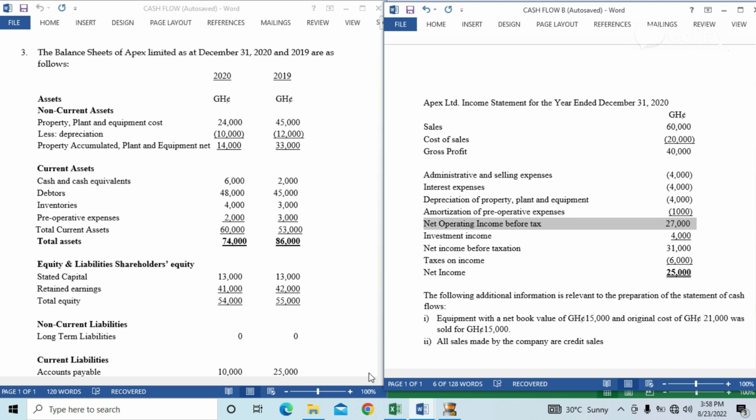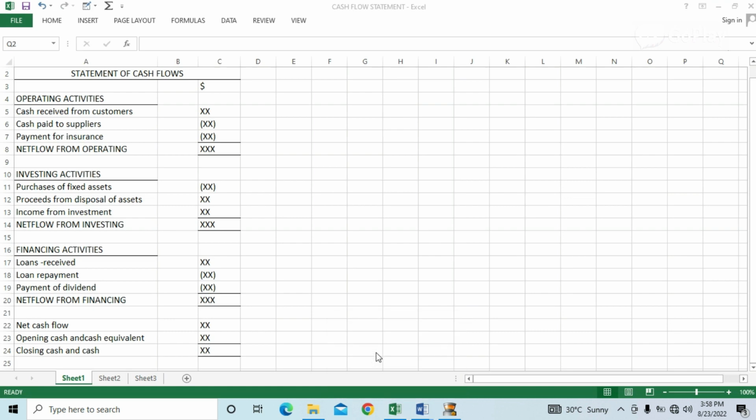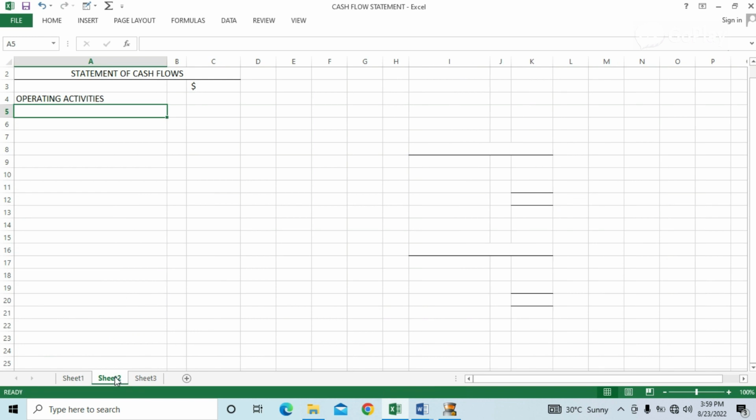So let's move to the Excel to demonstrate. So here is the format for preparing the cash flow statement. I've explained this in the first video. So I'll move to sheet 2. So here I have my operating activities, which is the start. I've explained in the first video the 3 parts of the cash flow statement. This is why it is very necessary that you watch the first video.